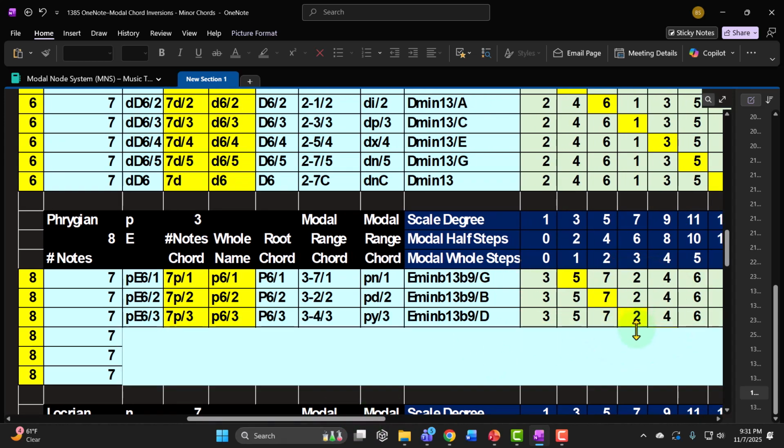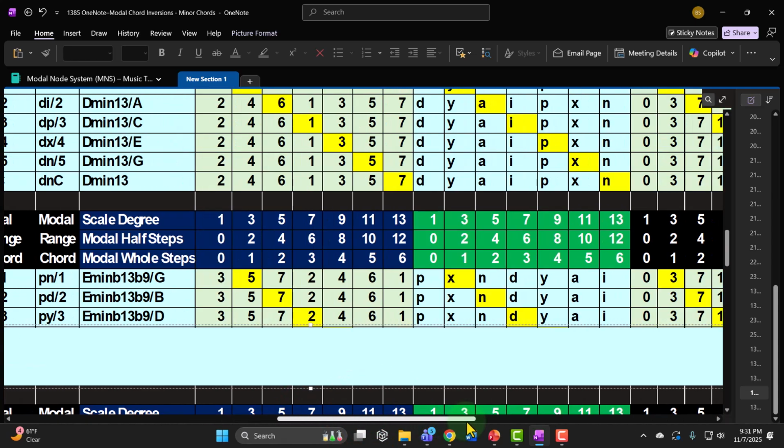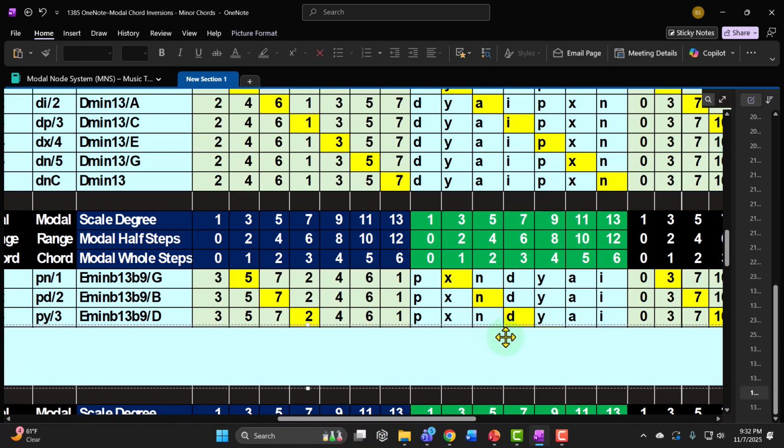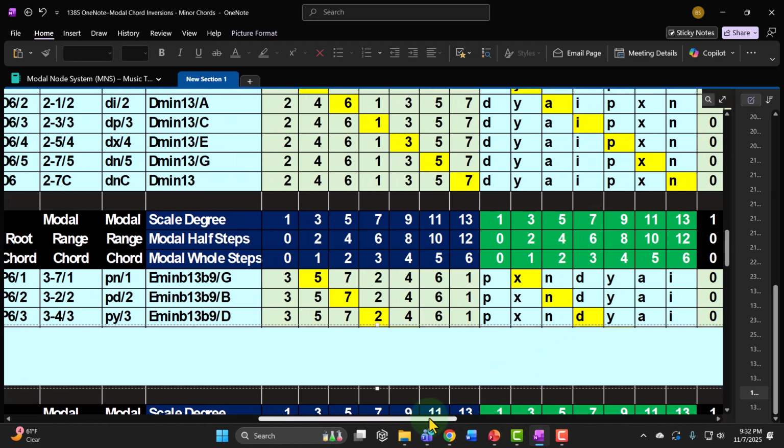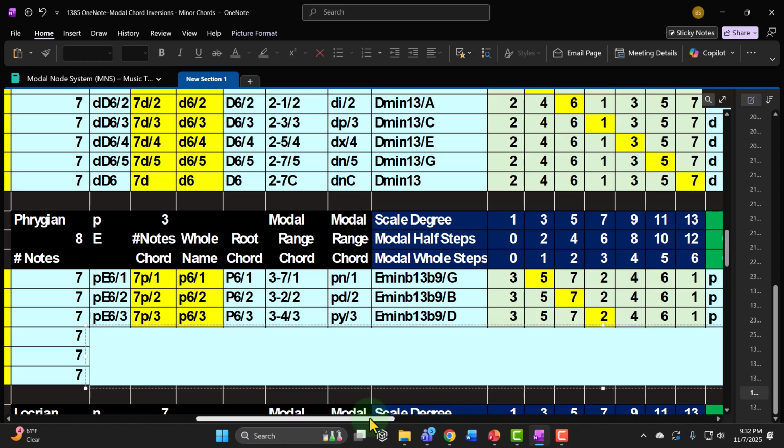Next, we have a third inversion. E minor flat 13 flat 9/D, because we're inverting on the third note up from the tonic, which happens to be nodal point 2, the Dorian node, which is a D in the collection of notes around the key of C. I'd rather call it a 7p/3 or p6/3, a 7-note Phrygian chord third inversion or Phrygian 6-modal whole step chord third inversion, meaning go 3 modal whole steps up from the tonic, which will be the inversion point. This happens to be on the Dorian node, which happens to be a D in the collection of notes around the key of C.